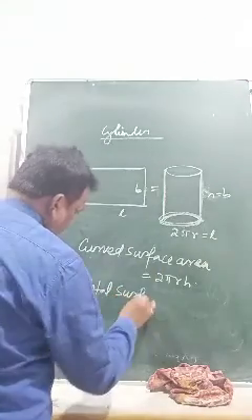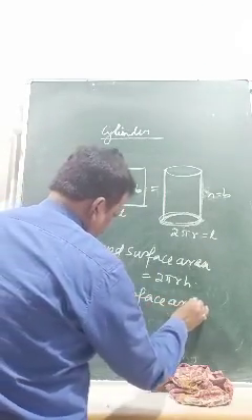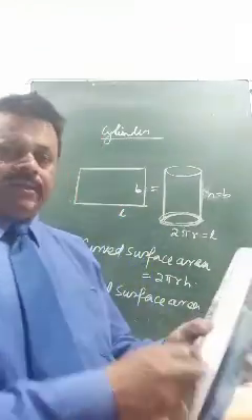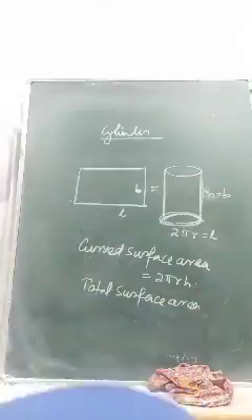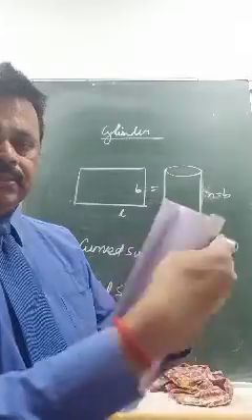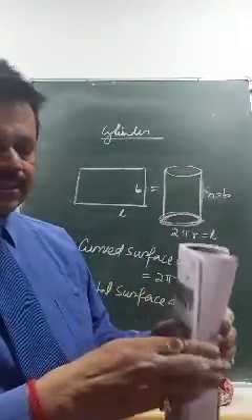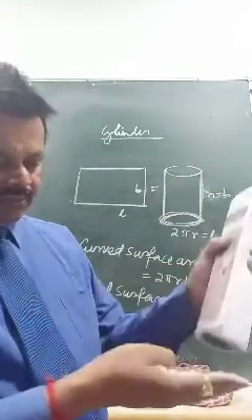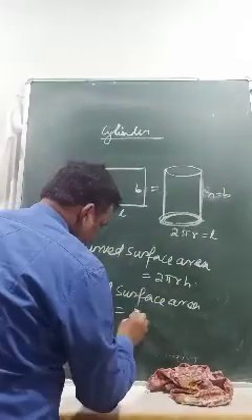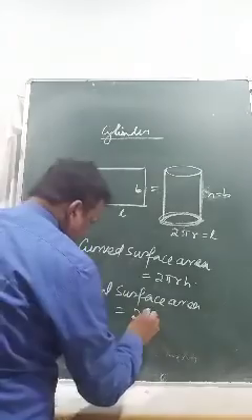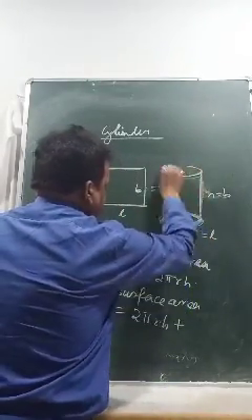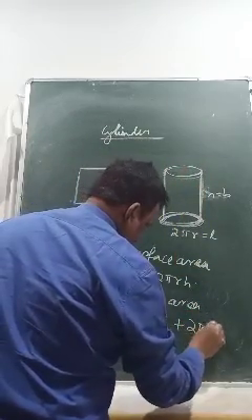Okay, when you talk about total surface area, so curved surface area, try to understand. If this is folded like this, this part is called curved surface area, then top is a circle, bottom is a circle. So total surface area is 2 pi r h plus 2 circles, 2 pi r square.